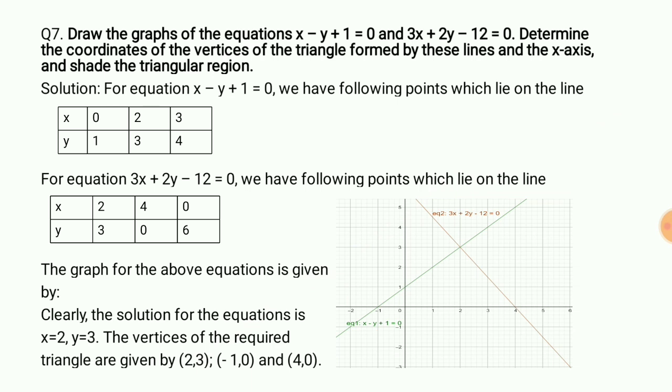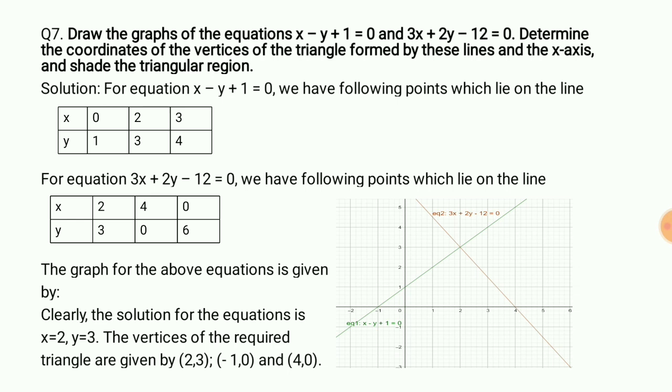Here, the solution for the equations is, the lines are intersecting at x equal to 2 and y equal to 3. Clearly, the solution of these equations is x equal to 2 and y equal to 3. That is the first part, because they had said that we need to find out the solution also. We should ideally find out the solution always.